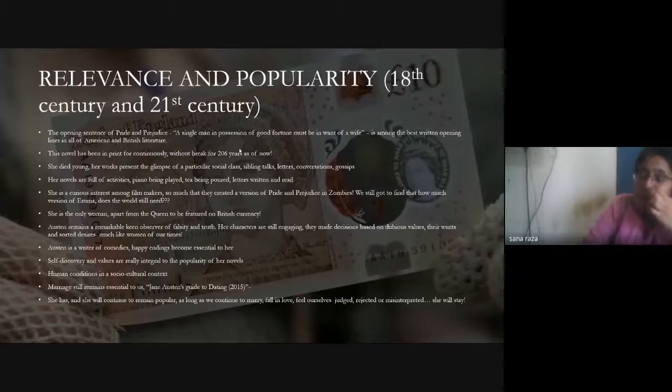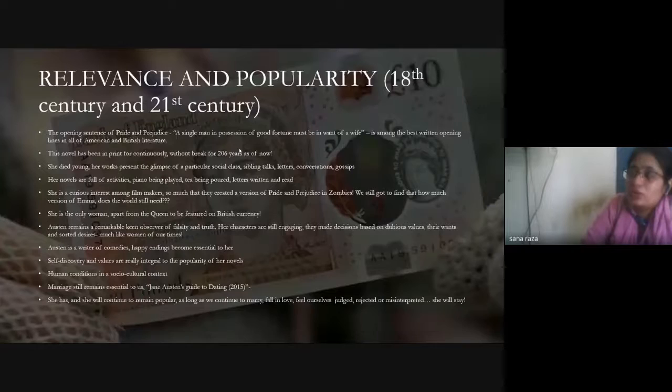Jane Austen died young. Her works present a glimpse of a particular social class: sibling talks, letters, conversations, gossips. Her novels are full of activities. Piano being played, tea being poured, letters being written and read. So there's a lot going on in her novels. She has a curious interest among filmmakers, so much that they created a version of Pride and Prejudice and Zombies. This is a recent release. You'll be able to find it on Netflix.